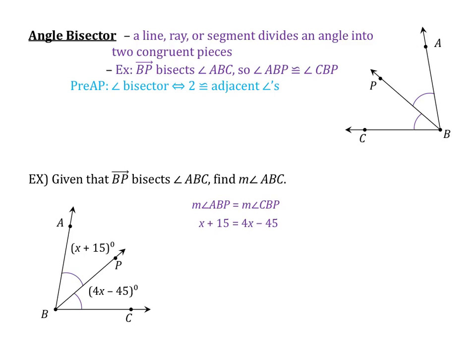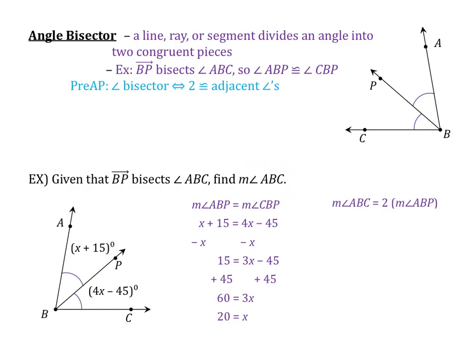So now I need to solve. First, I'm going to subtract x from both sides, so that leaves me with 15 is equal to 3x minus 45. Then I'm going to add 45 to both sides, so I'm going to have 60 is equal to 3x. And then when I divide both sides by 3, I find that x is equal to 20. Now again, that's not what it asked us for, because they asked us to find the measure of angle ABC.